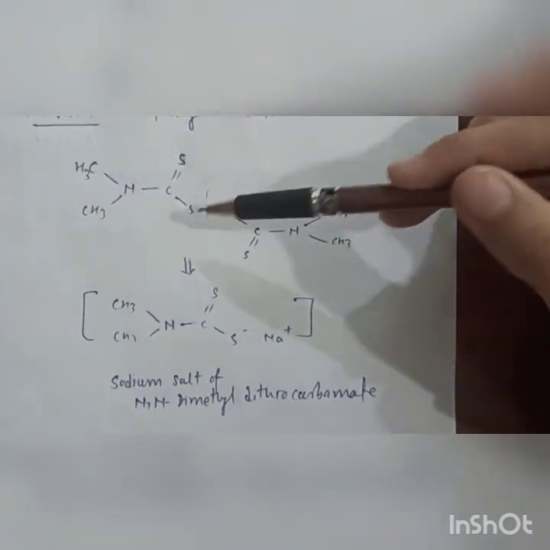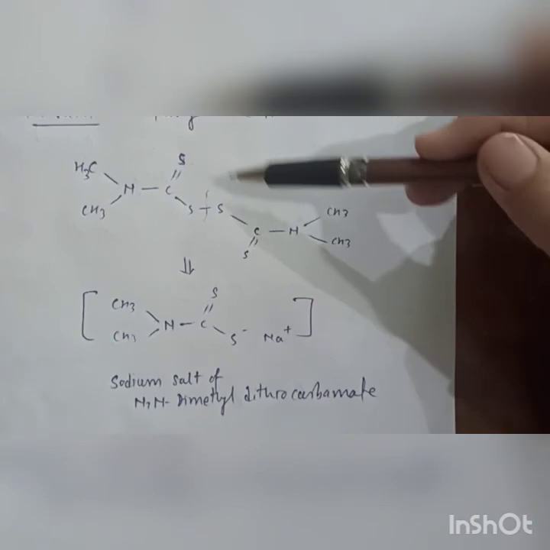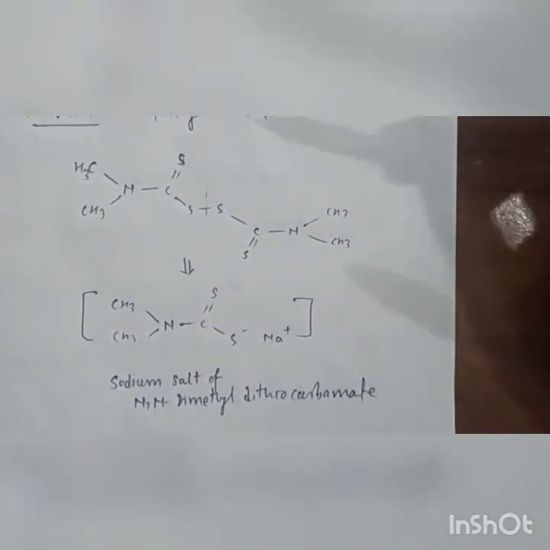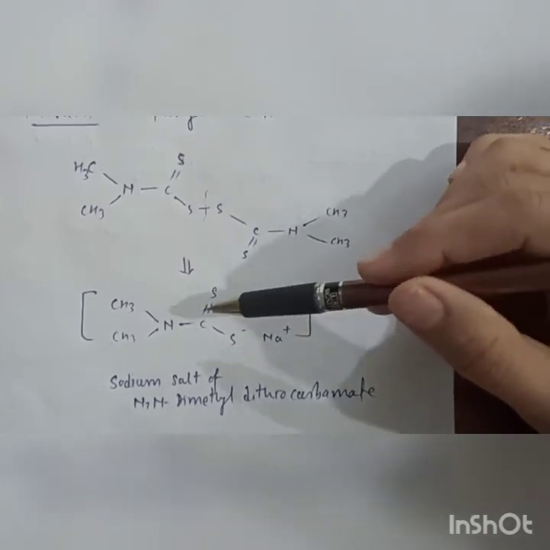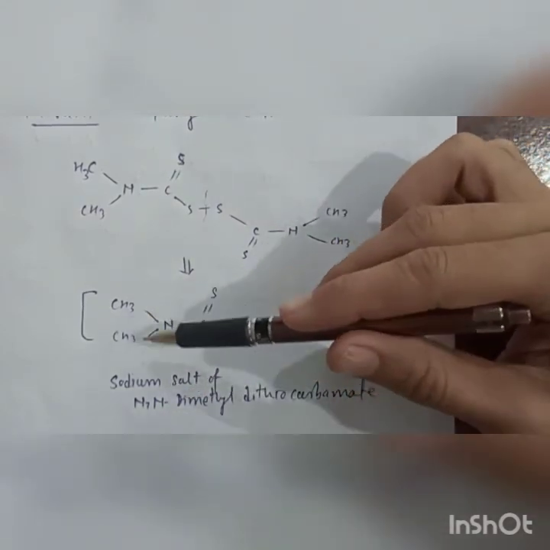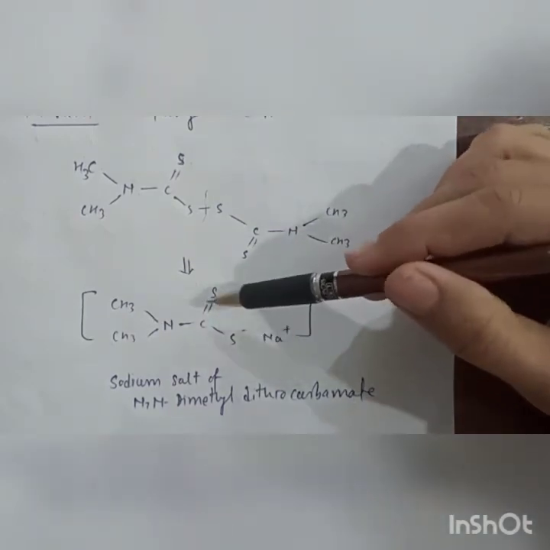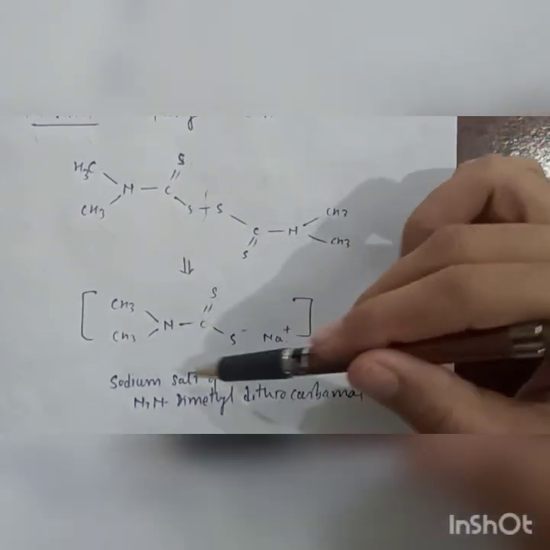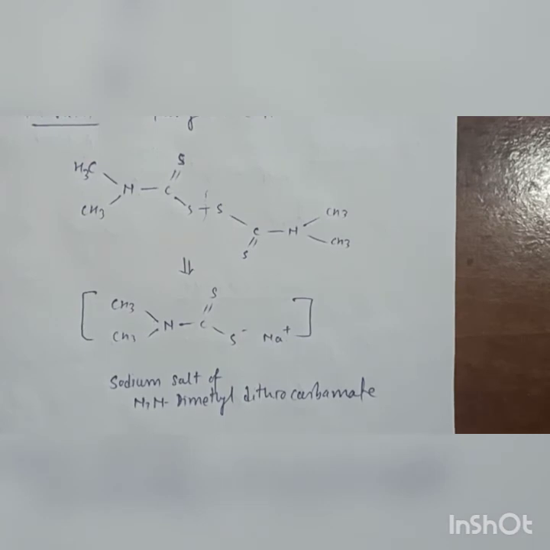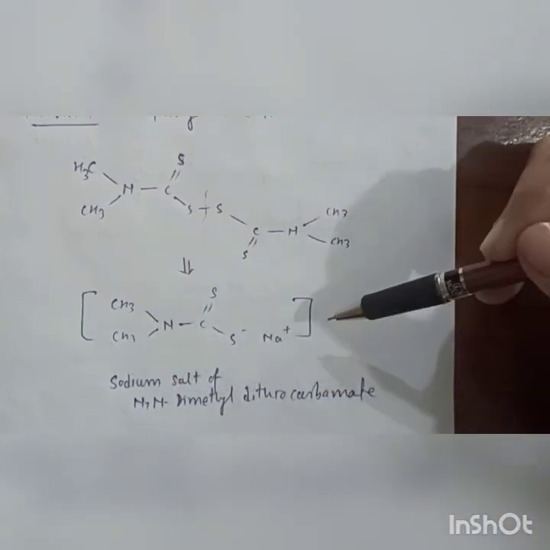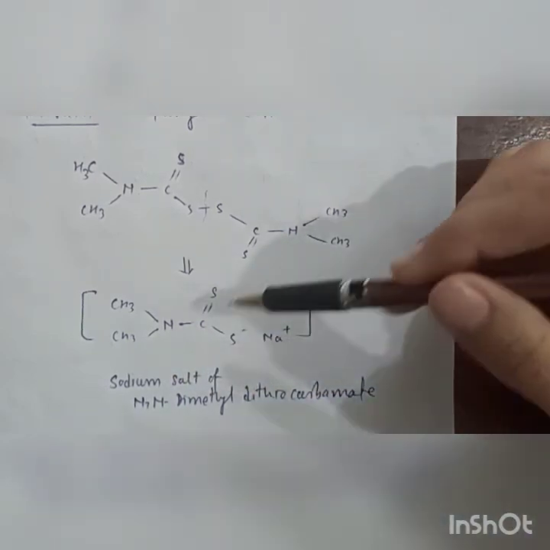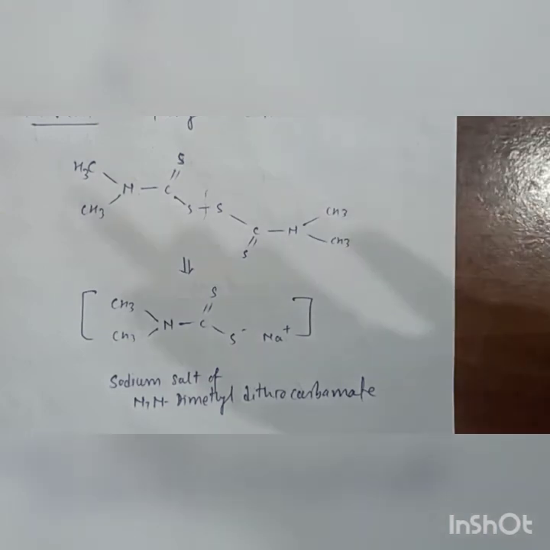(CH3)2N, C double bond S, S-S linkage, plus the same replica over here. So a very simple disconnection. You will get the sodium salt of N,N-dimethyl dithiocarbamate. This compound is a dithiocarbamate and N,N-substituted, that is dimethyl. So two molecules of the sodium salt of N,N-dimethyl dithiocarbamate condense together to form Thiram.